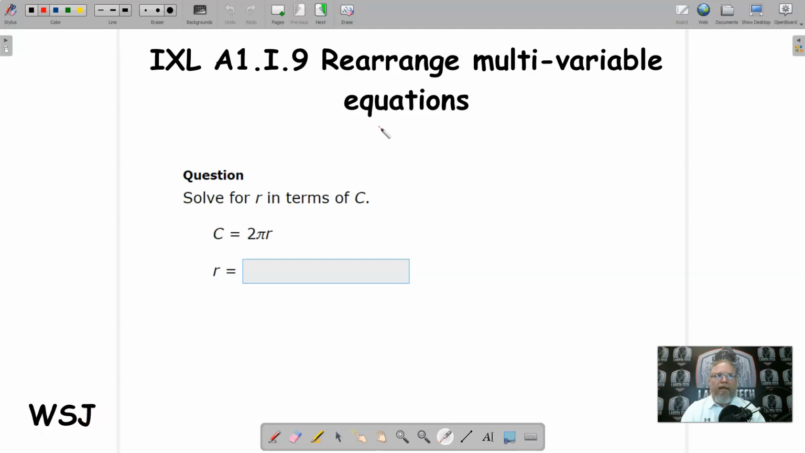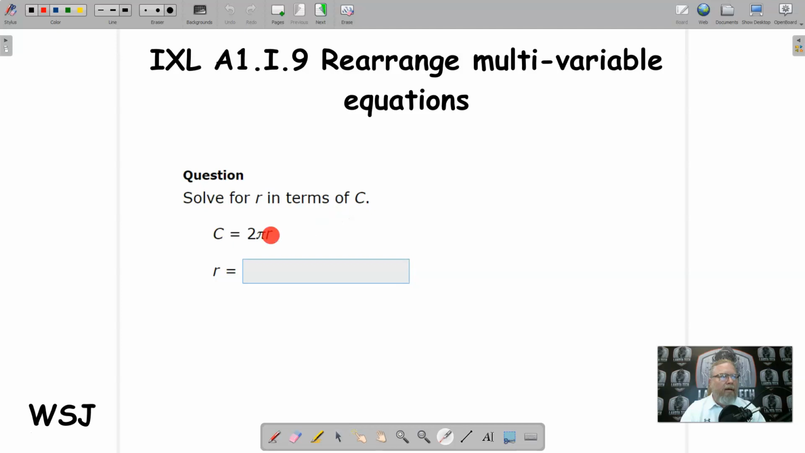So, rearrange multivariable equations. Well, multivariable because they have more than one variable, so these are actually known as literal equations. A literal equation is an equation that has more than two variables in it. And here we have the variable r and we have the variable c. So this is a multivariable or a literal equation. Now notice they want us to solve for r in terms of c.